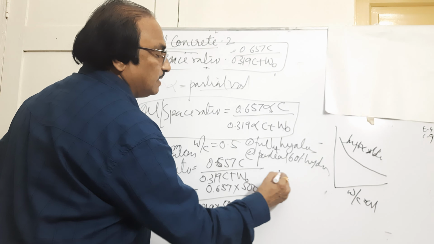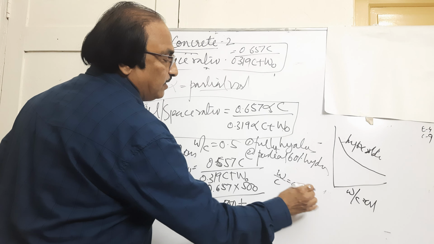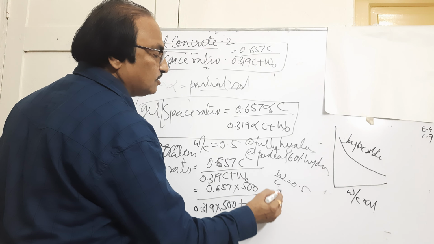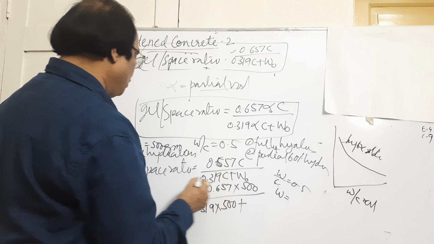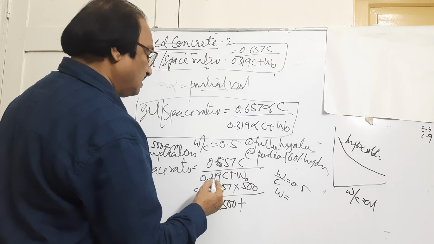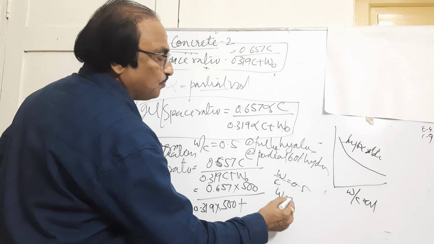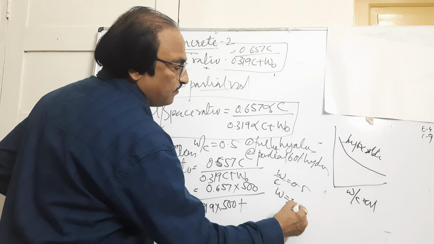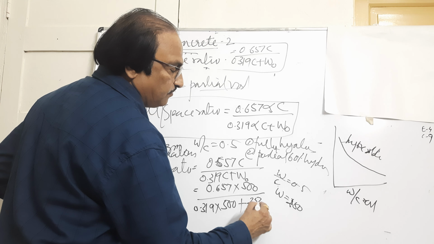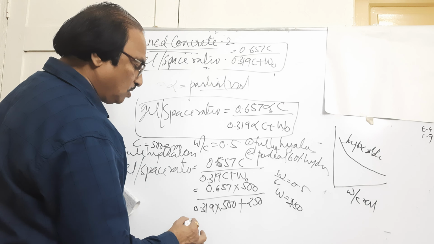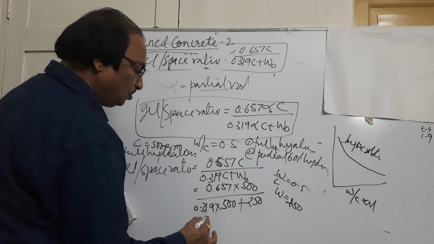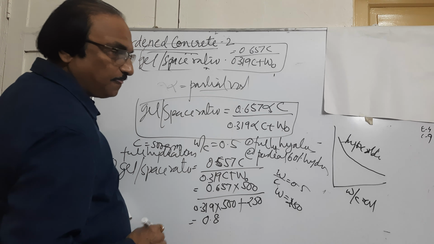Here the water cement ratio given is 0.5. Cement is known to you, so the amount of water will be 0.5 into cement. Cement is 500 grams, so 0.5 times that will be 250 grams. So this is 250. Don't write 0.5 water cement ratio here; convert it into water. If you simplify this, you get 0.8.